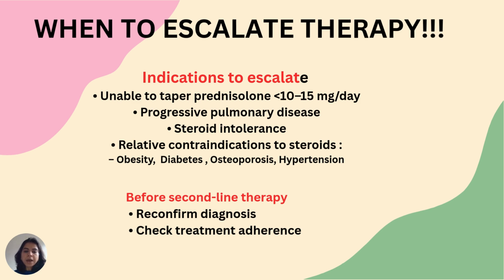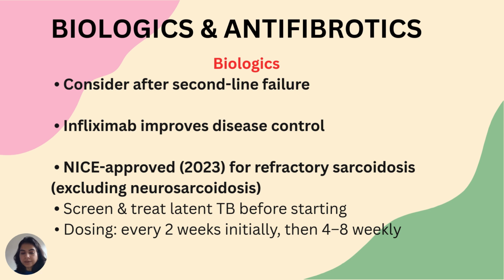A patient who has been on steroids and has also taken the second line medications but is still symptomatic, and we are unable to wean down prednisolone to less than 10 to 15 milligram per day, or there is progressive pulmonary disease or intolerance to steroids, we should escalate therapy. Before escalating the therapy, always reconfirm the diagnosis and check treatment adherence. After second line, the therapy can be escalated to biologics and antifibrotic agents.